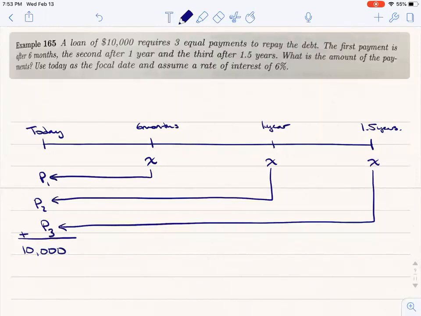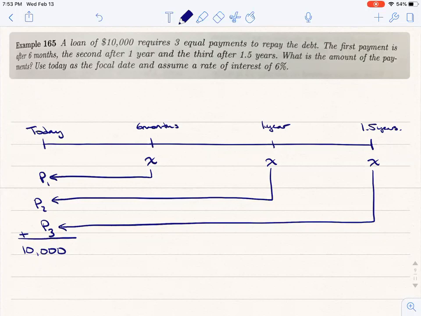Why can't we just take 10,000 and divide it by 3 and be done with it? Well, because this amount is going to be worth less here than this amount. Or is it vice versa? Thinking is not 100% today, so we'll see. Okay.